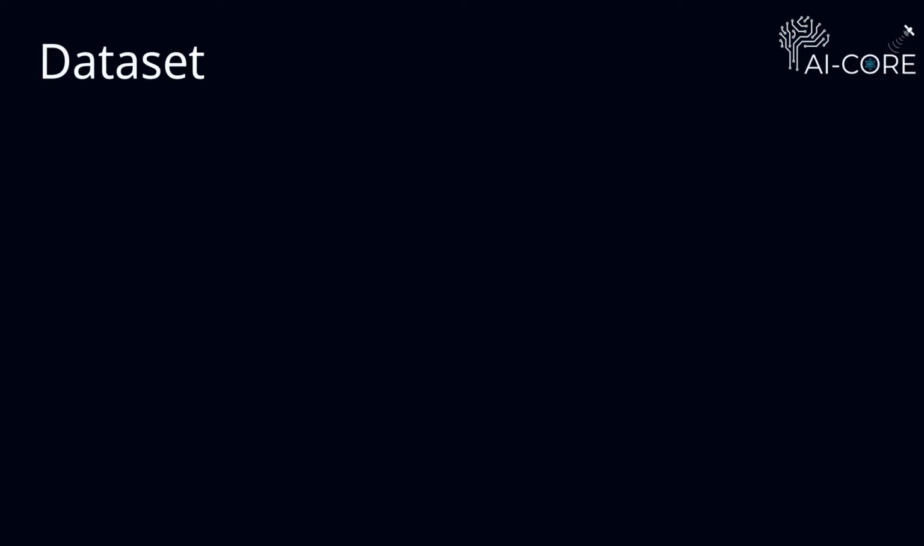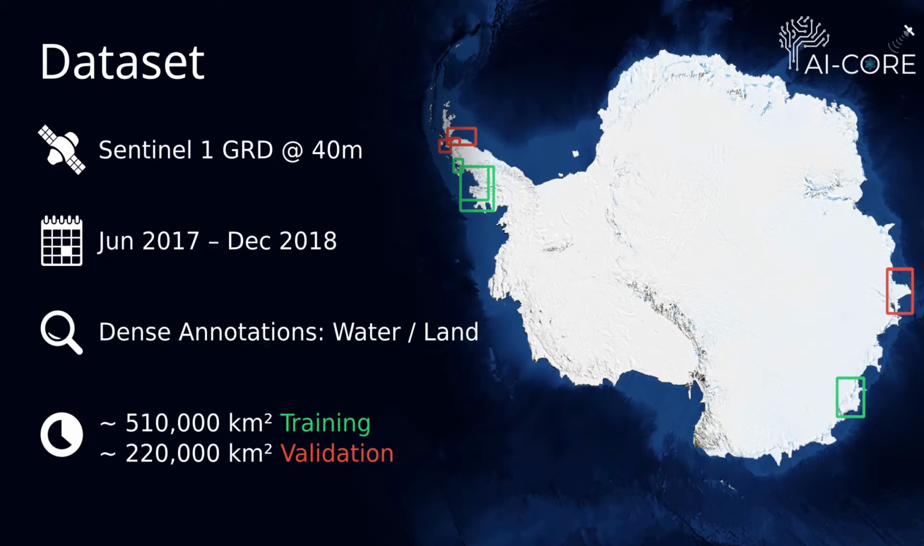We have collected a dataset of Antarctic coastline scenes from the Sentinel-1 mission at 40-meter resolution from June 2017 to December 2018. Our experts have manually delineated the glacier calving fronts, resulting in annotations for a water class and a land class. After splitting the data, the scenes have a combined area of around 500,000 kilometers squared for the training set and around 200,000 kilometers squared for validation purposes.